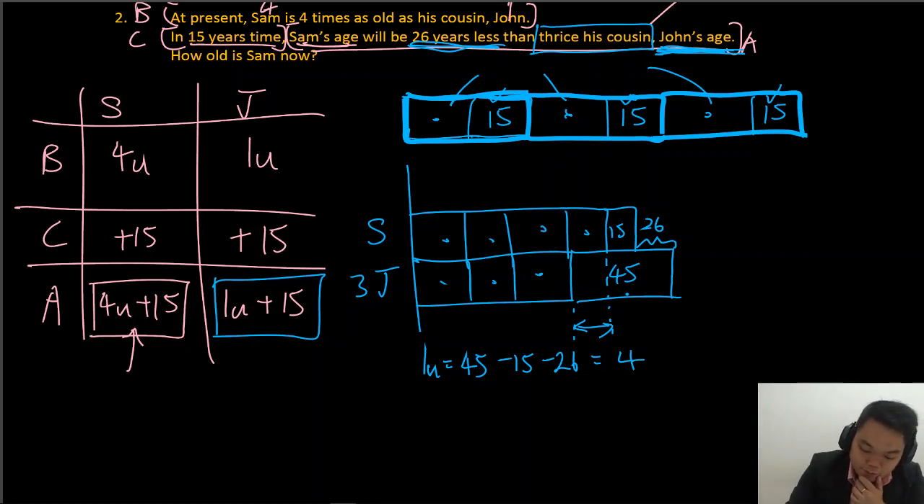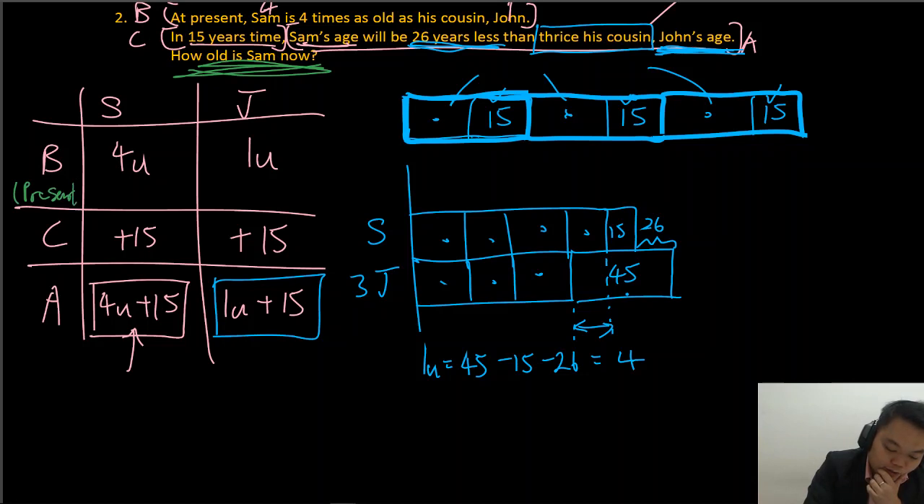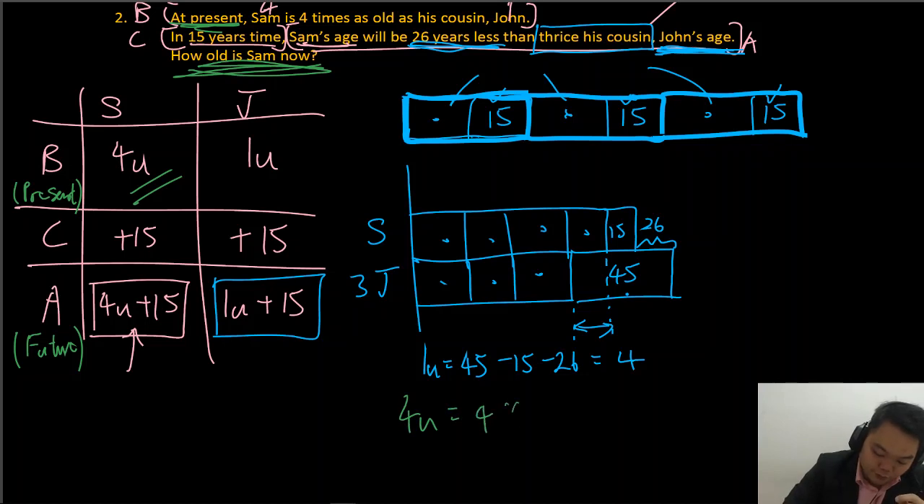So ultimately, what do we need to find? We need to find how old is Sam now. So we have to be aware of what your table represents. This represents the present because they say that this is at the present moment and this is in the future. So Sam is going to be 4 units old now, which is 4 times 4. So this will give you 16. So your answer here is going to be 16 years old.